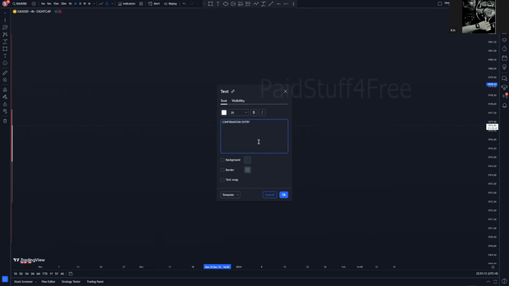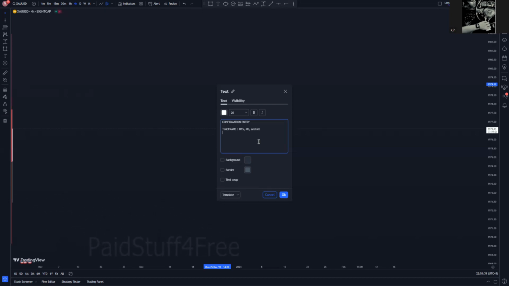The confirmation entry. The time frames that we're going to use for the confirmation entry are M15, M5, and M1. M15 is the biggest time frame in the confirmation entry, and M1 is the smallest time frame.